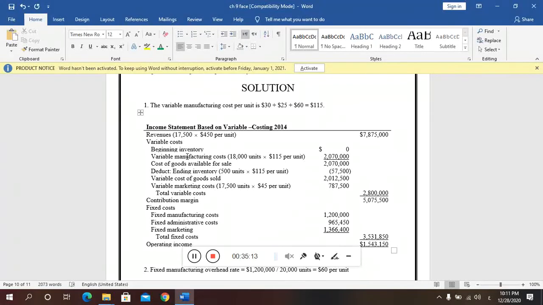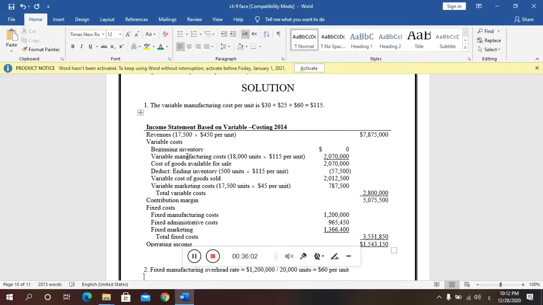Units produced when we calculate the variable manufacturing costs or the cost of the beginning inventory or the cost of the ending inventory or the cost of the variable production during the year, we use the units produced. When we calculate the cost of beginning inventory, we use the units of beginning inventory, not the units sold, not the units produced. When we calculate the manufacturing cost of units produced during the year, we use the units produced during the year, not the units of ending inventory, not the units of beginning inventory, not the units sold.